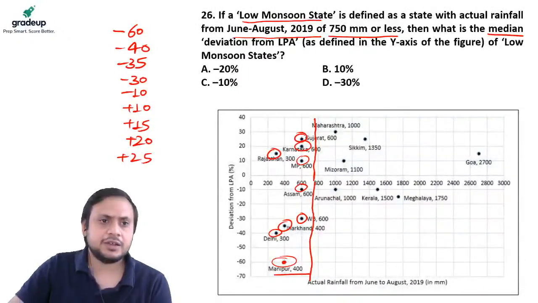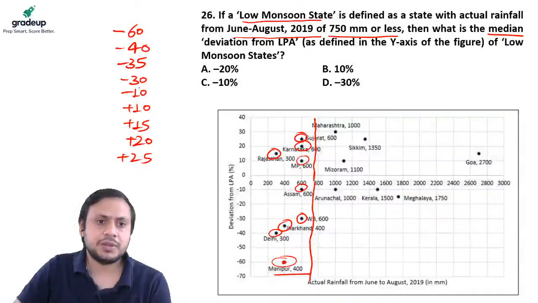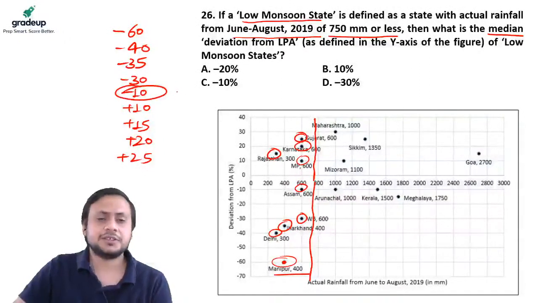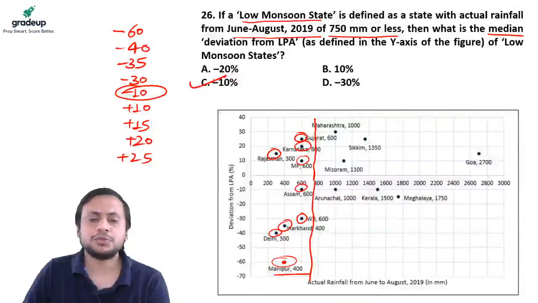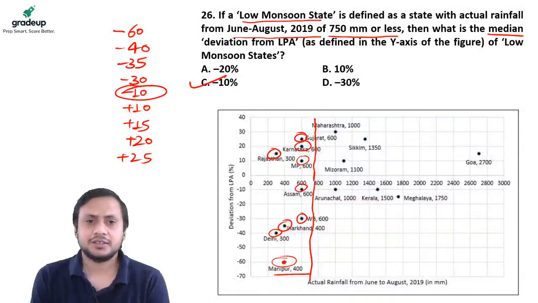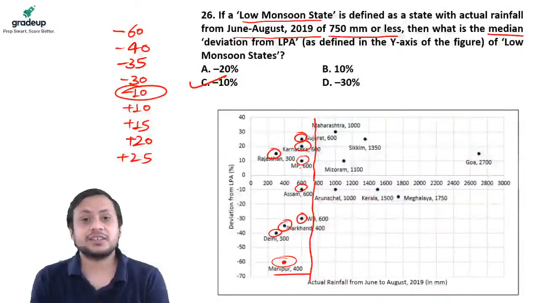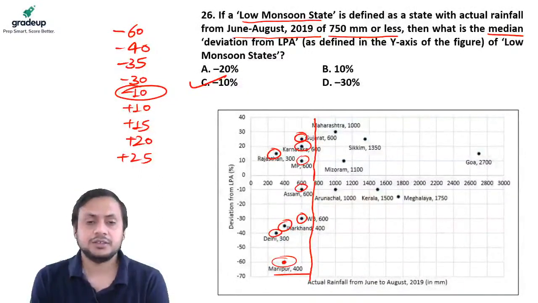So overall, how many values are there? 1, 2, 3, 4, 5, 6, 7, 8, 9. There are 9 values, so the median is the middlemost value. Can I say this median is minus 10%? Let's mark option C. That's it. So easy question, right? So this was a sitter set. Instead of solving those complicated sets that we were doing in the previous classes, this was super easy. Just see question number 1 and question number 2.